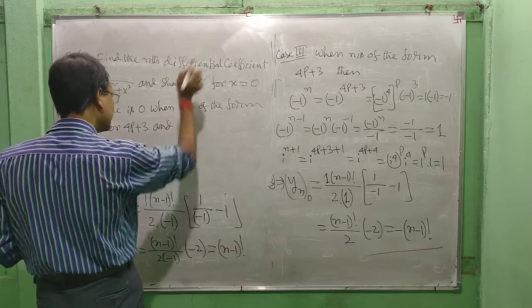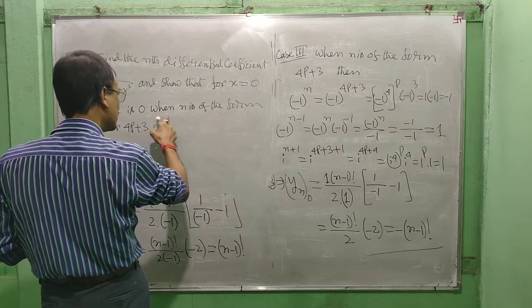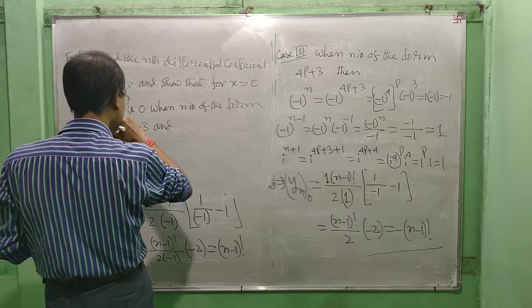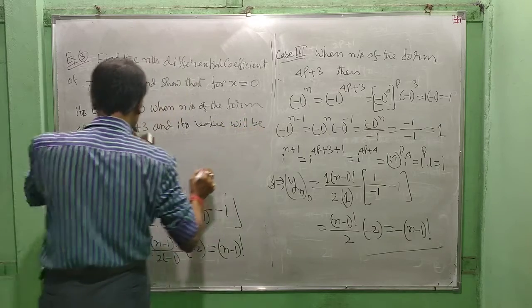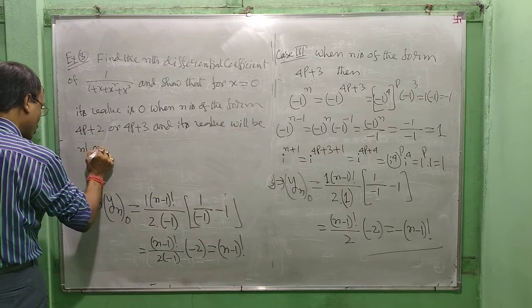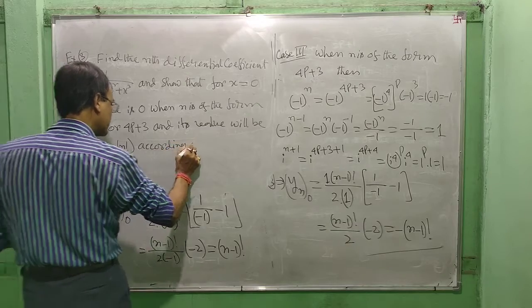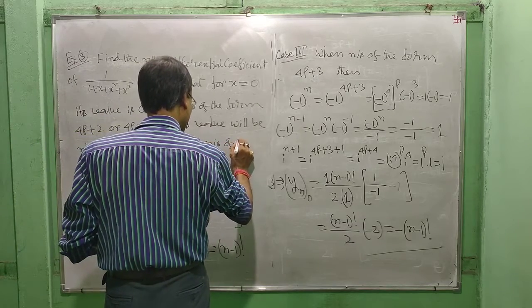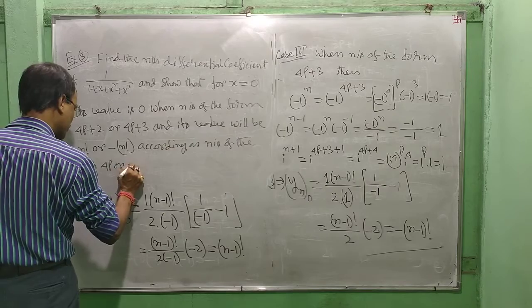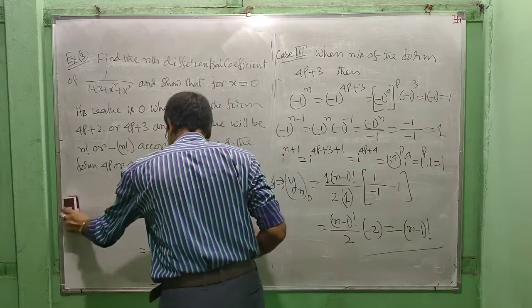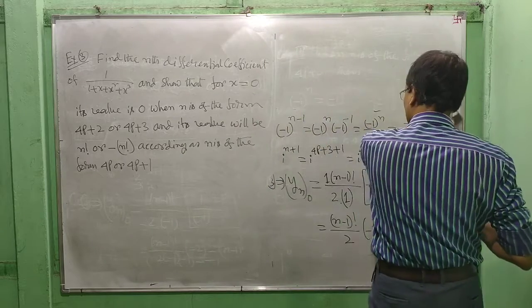And so when n is of the form, its value will be factorial n or minus factorial n according as n is of the form 4p or 4p plus 1. Now see, we have to find the 4 conditions.